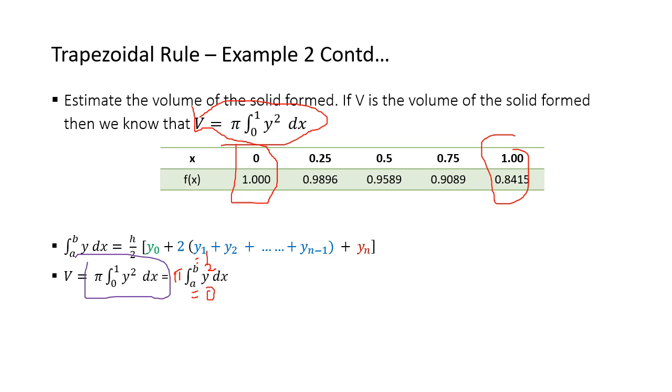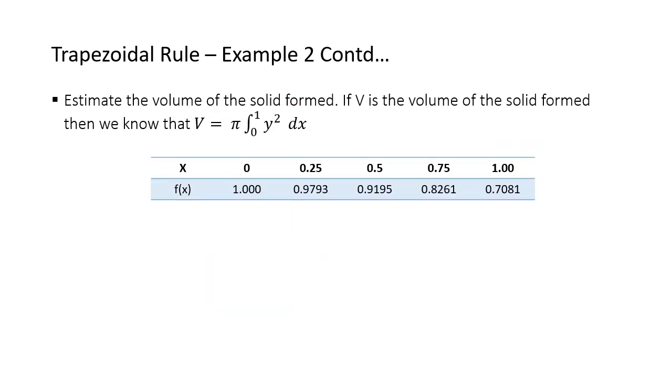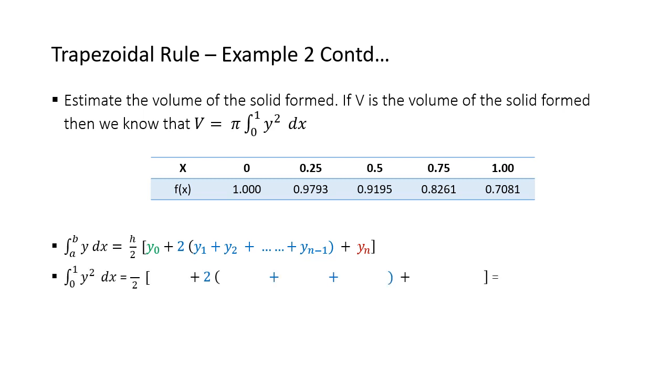Let's calculate the value of y squared. We will not square x's, we will simply take the square of the y values. So that's the table below, and this table indicates the values of y squared. The first value of y is 1, so 1 square is 1. The square of 0.9896 is 0.9793, so you can verify those values using a calculator. So that's the table that contains squares of y's.